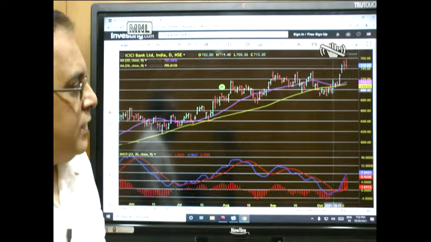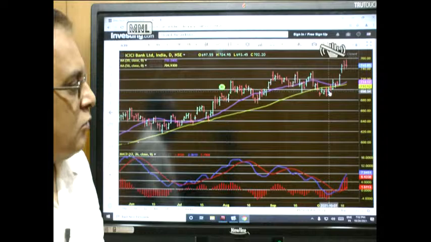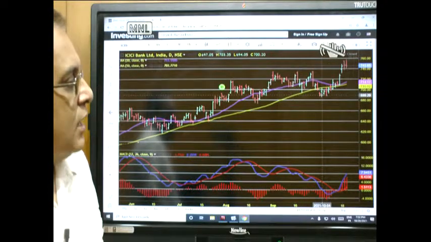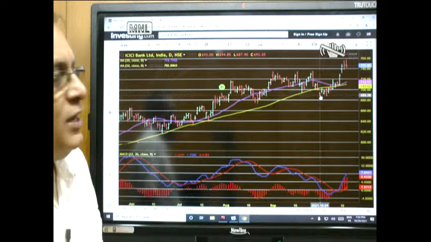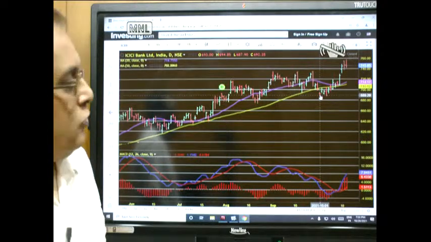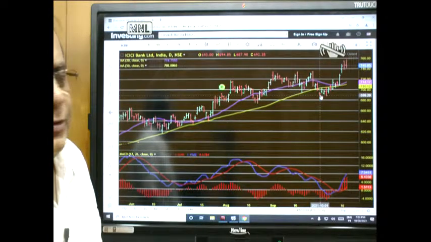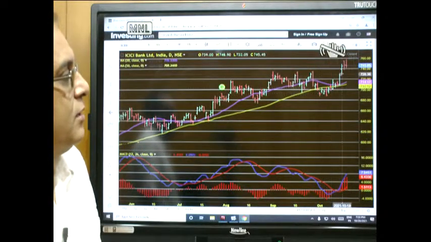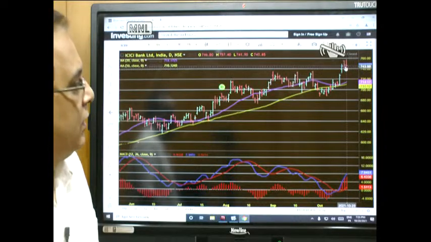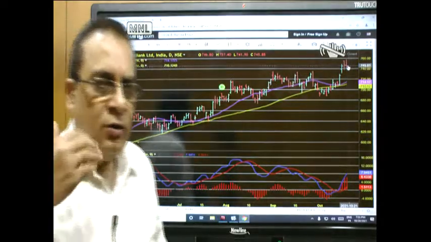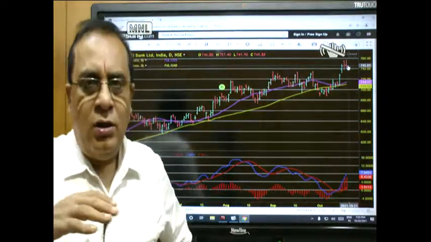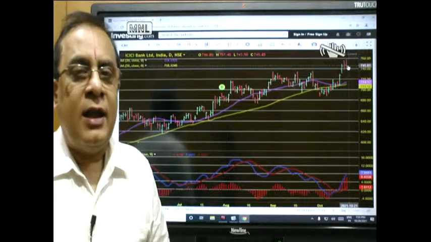Somewhere we were speaking around this place. So we said go long at the 700 levels, keeping this particular low, which is 687, as a stop loss. So you got a very, very small stop loss for a very big trade, and from 700 it has now gone to 745, 750. So a very beautiful trade came.